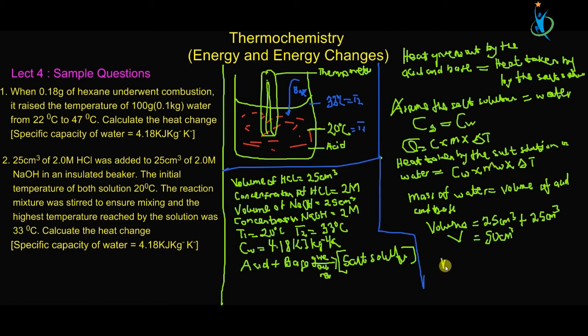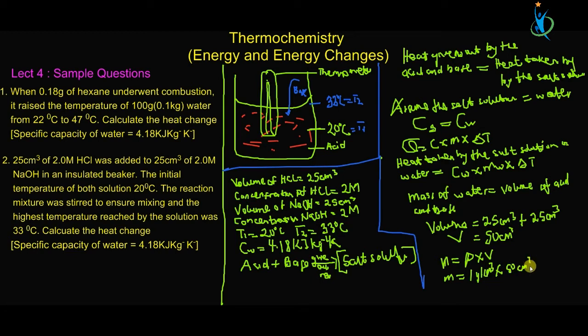And how do we find the mass of water? The mass of water is equal to the density of water times what? The volume of the water. So quickly, because we know that the density is 1 gram per centimeter cube, then it means that the mass and the volume are numerically the same. So this is 1 gram per centimeter cube times 50 centimeter cube.